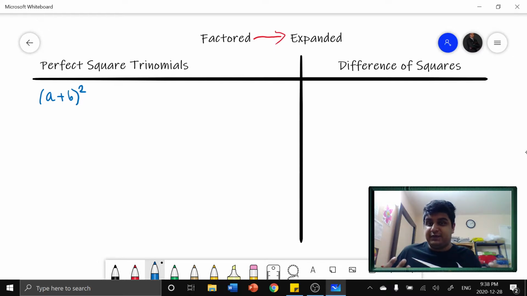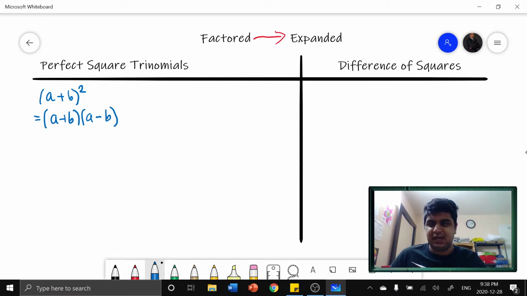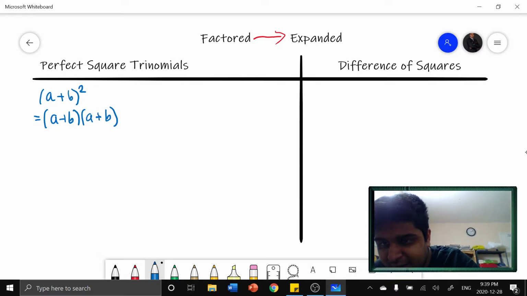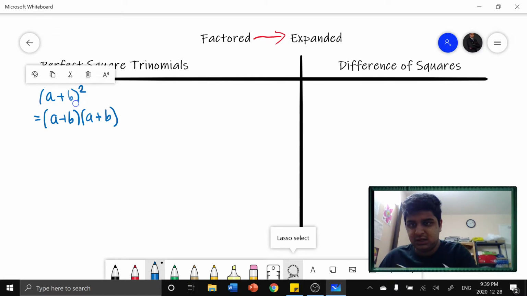How do we expand this? Well, this is equal to (a + b) in brackets, and then (a + b) also in brackets, because we have a plus b here, and we're squaring it. So if you take a look right here, we have a plus b and we're squaring it, so we have a plus b over here and a plus b over there. So how do we continue from here? Well, it's super straightforward.